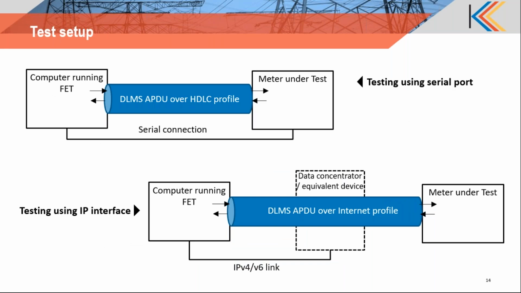Now coming to the test setup, what we have seen generally is that almost all the meters will have an optical port, which is serial based communication, and that will be connected with a computer which runs the FET, the test tool. Via this serial connection, the FET tool and the meter communicate, and the FET tool performs the necessary tests. In the bottom part of the slide, you are seeing the case when the meter is being tested via the IP interface, IPv4 or IPv6. In such cases, an intermediate device like a data concentrator is used in between.